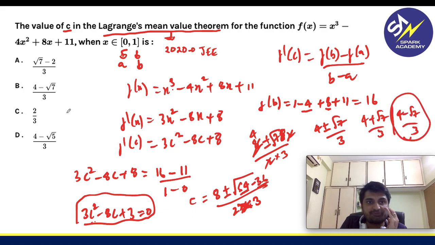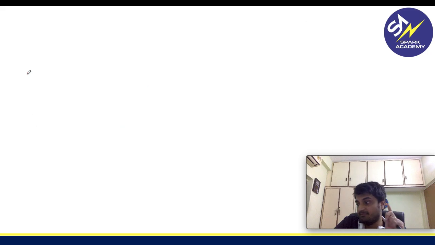Basically, which is there in the option? 4 minus root 7 by 3 is there. So it is second option, guys. Easy question. They have mentioned which theorem to use. That's why it became easy for us. Now let's do a 2015 AP question, guys.